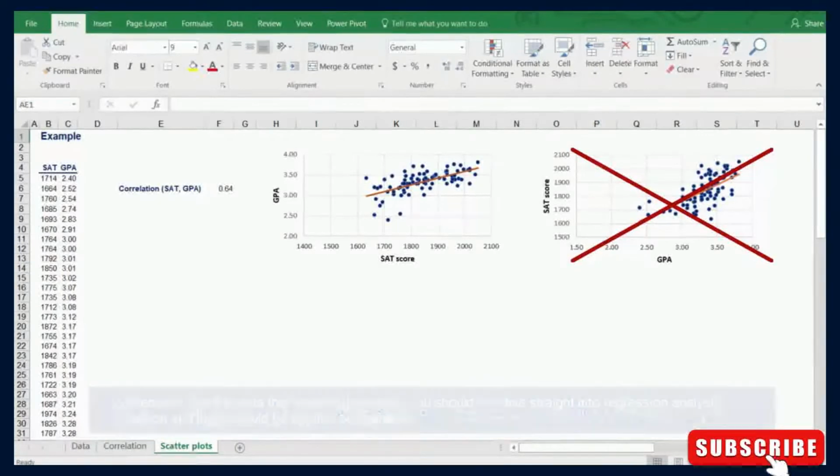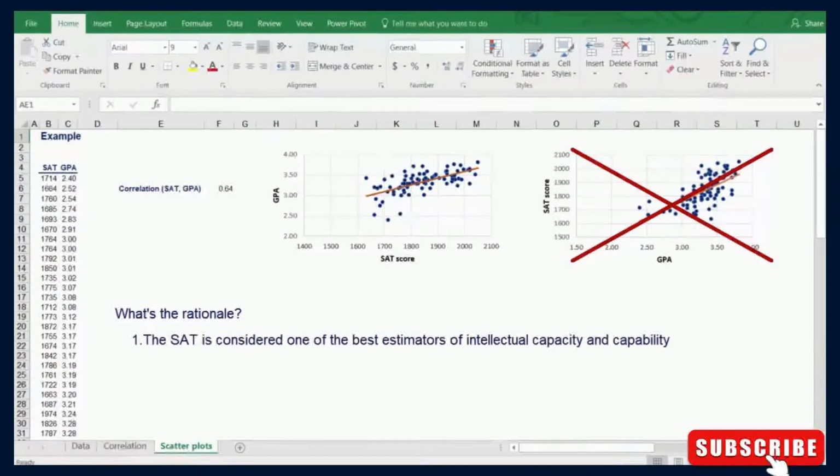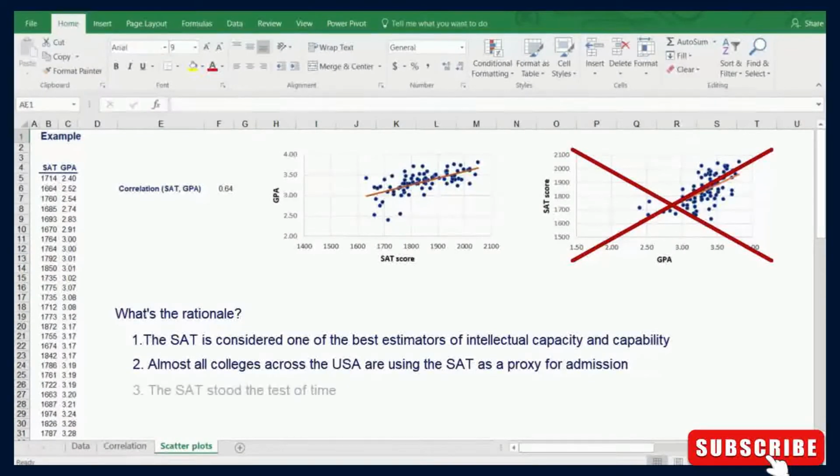Alright, so I am saying we should predict college GPA using SAT scores. But don't believe me just yet. Use your logic instead. Ask yourself, what's the rationale? Well, the SAT is considered one of the best estimators of intellectual capacity and capability. On average, if you did well on your SAT, you will do well in college and at the workplace. Almost all colleges across the USA are using the SAT as a proxy for admission. The SAT stood the test of time and established itself as the leading exam for college admission. It is safe to say our regression makes sense.